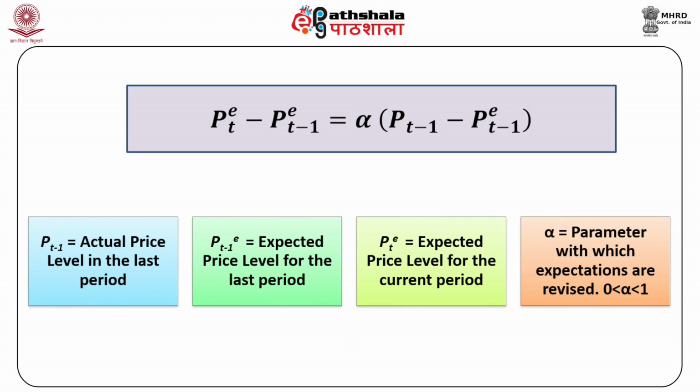This is equation 1, where P_{t-1} stands for the actual price level in the last period. P_{t-1}^e is the expected price level for the last period. P_t^e is the expected price level for the current period, and alpha is the parameter with which expectations are revised, where 0 is less than alpha is less than 1, which states that the value of alpha ranges from 0 to 1.